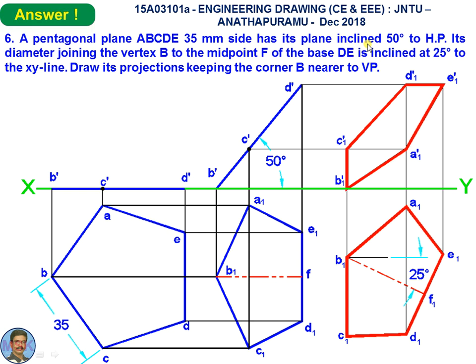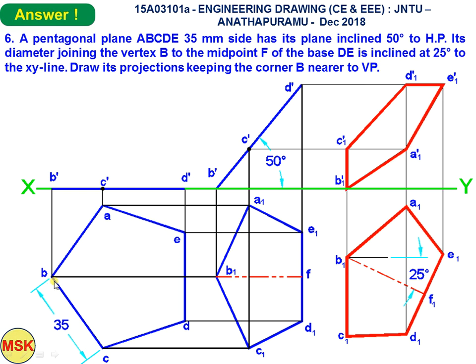So see the problem. It is inclined at 50 degrees to HP initially. So you have to assume that it is parallel or on HP. Okay. So if the plane is on HP, the plane can be seen as a true plane in top view. So draw the top view first. So start the top view. Initially you have to draw this pentagon, B C D E A, such that the left extreme is a point. B is a point here. It is at the left extreme.